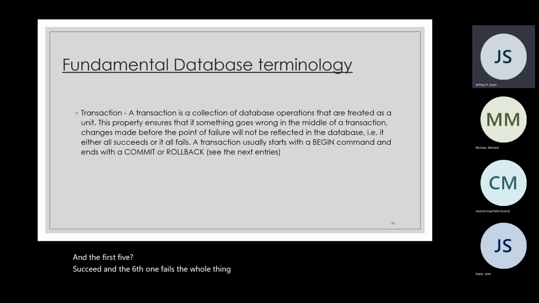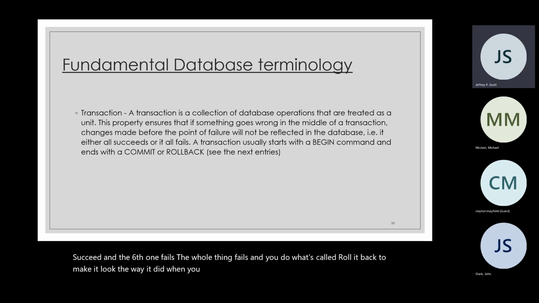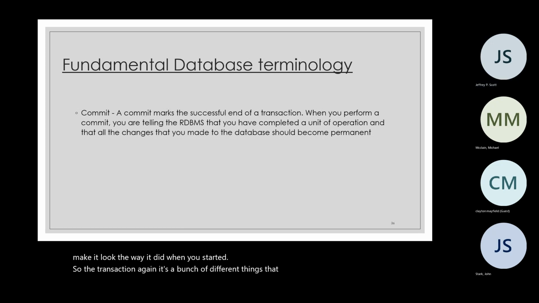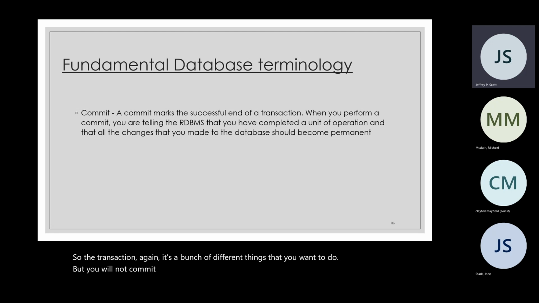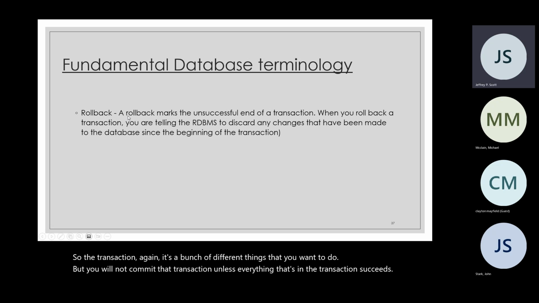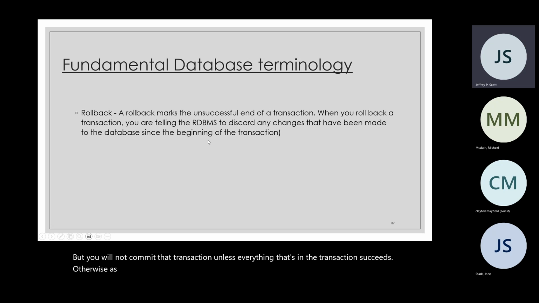And you do what's called roll it back, to make it look the way it did when you started. So with a transaction, it's a bunch of different things that you want to do, but you will not commit that transaction unless everything in the transaction succeeds. Otherwise, as mentioned, you roll it back.